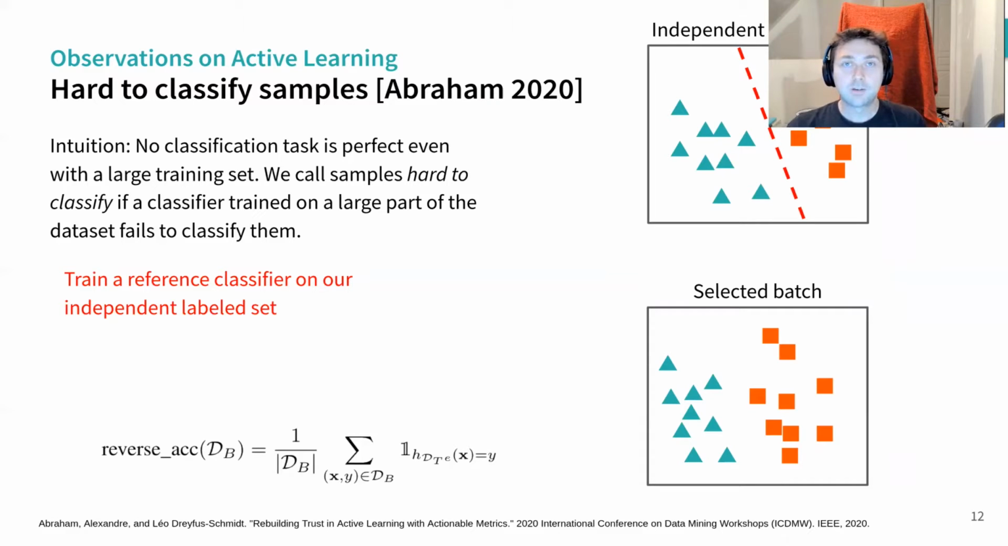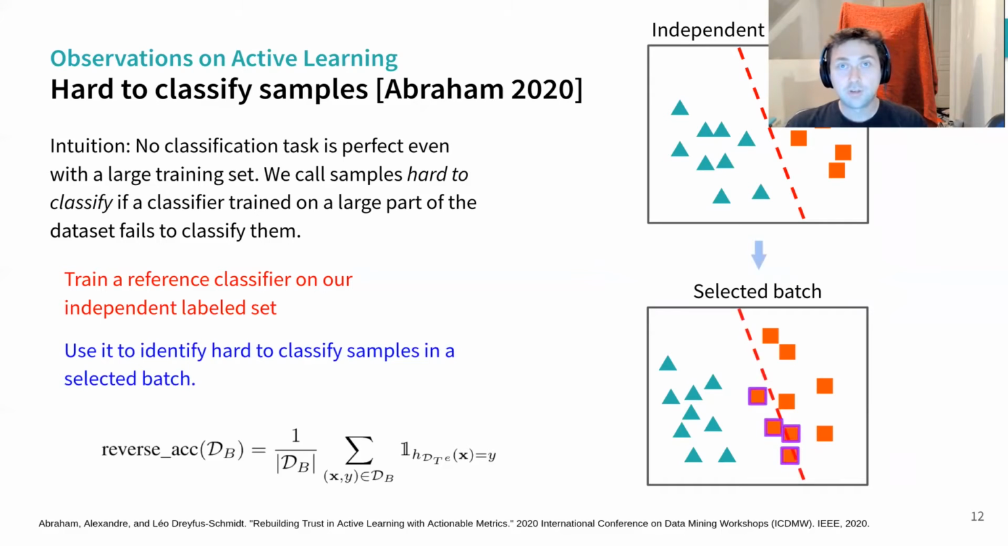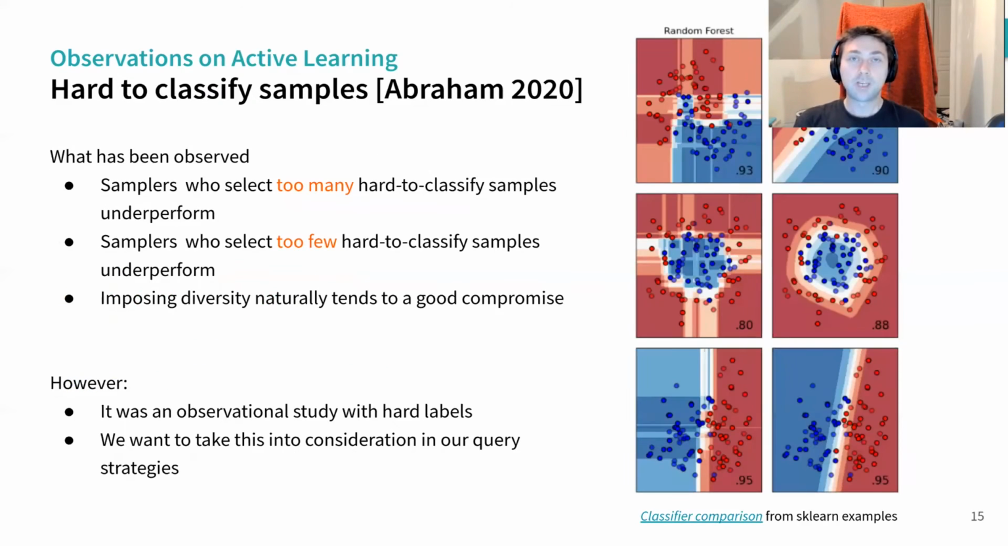Once we have this classifier, so a classifier that is learned on a lot of data, actually good enough to be considered a good classifier, we use it in our experiment to measure how many noisy samples there are in the batches of our active learning method. And that's what we call the reverse batch accuracy. We've measured that on several experiments, and we've observed that the samplers that select a lot of noisy samples tend to have bad performance. We believe that's because those noisy samples are detrimental to the model.